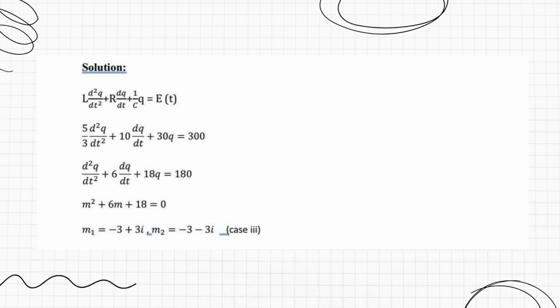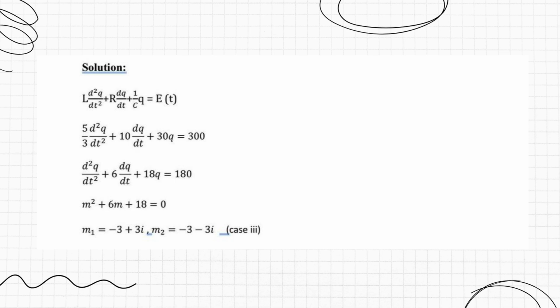So from here we can apply L second derivative plus R first derivative plus 1 over C Q equals E(t). Then we substitute the values given in the question, which is 5 over 3 second derivative plus 10 first derivative plus 30Q equals 300. And then we simplify, it becomes second derivative plus 6 first derivative plus 18Q equals 180.